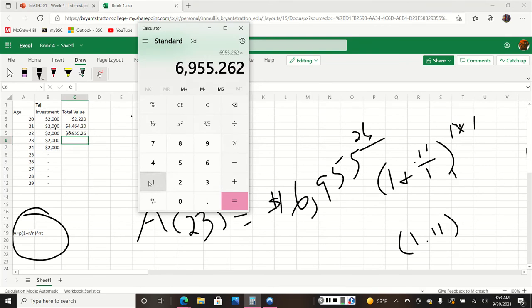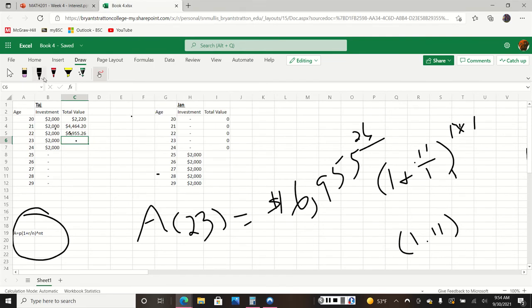So we're going to take the same numbers, $6,955.26, and multiply that times 1.11, and that equals $7,720.34. But again, Taj made a $2,000 investment, so plus $2,000 for that investment, which leaves us with $9,720.34. All right, so we're going to move on to age 24.